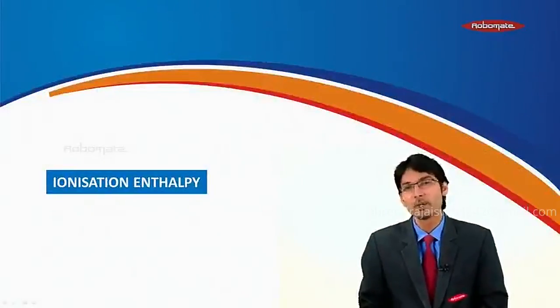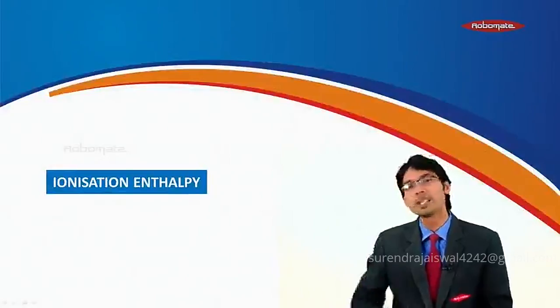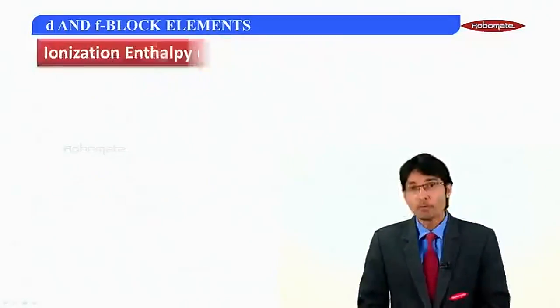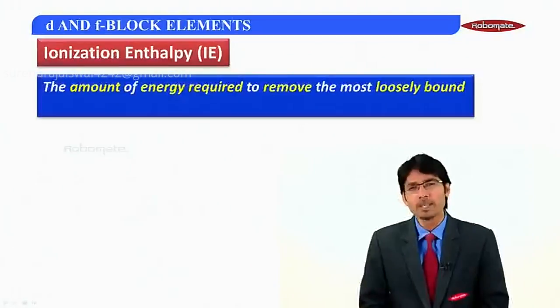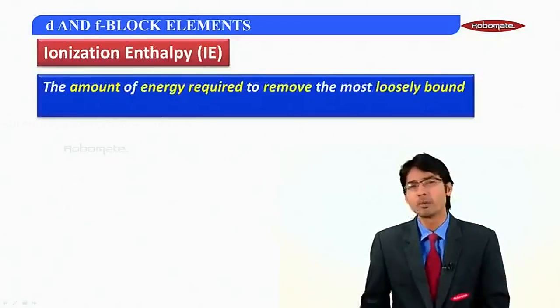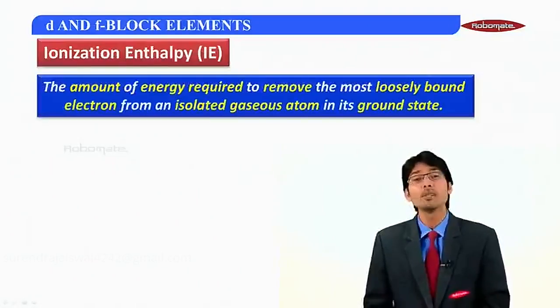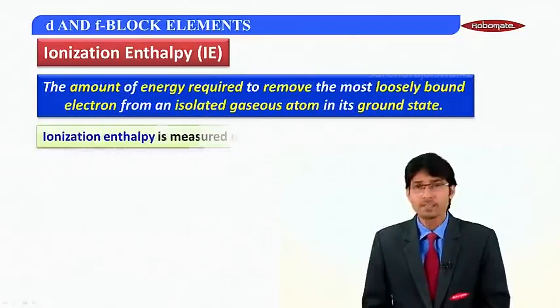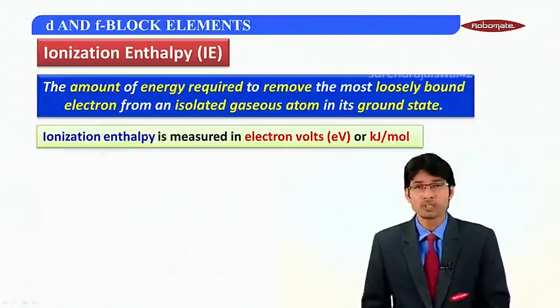In this module, we are going to learn about ionization enthalpy, the next property of the transition elements. Ionization enthalpy is the amount of energy required to remove the most loosely bound electron from an isolated gaseous atom in its ground state. The unit used to measure ionization enthalpy is electron volt or kilojoule per mole.